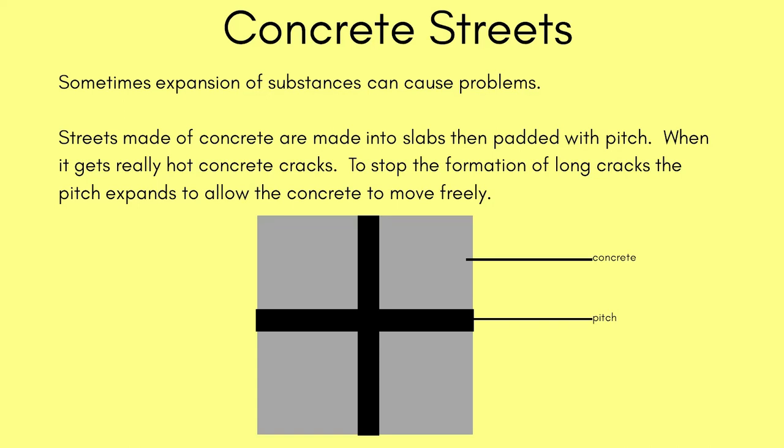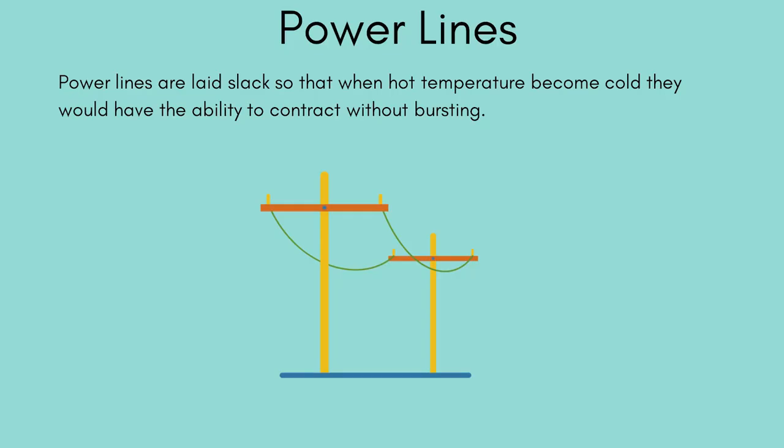Sometimes expansion of substances can cause problems. Streets made of concrete are made into slabs and padded with pitch. When it gets really hot, concrete cracks. To stop the formation of long cracks, the pitch expands to allow the concrete to move freely. Power lines are laid slack so that when hot temperature becomes cold, they have the ability to contract without bursting.